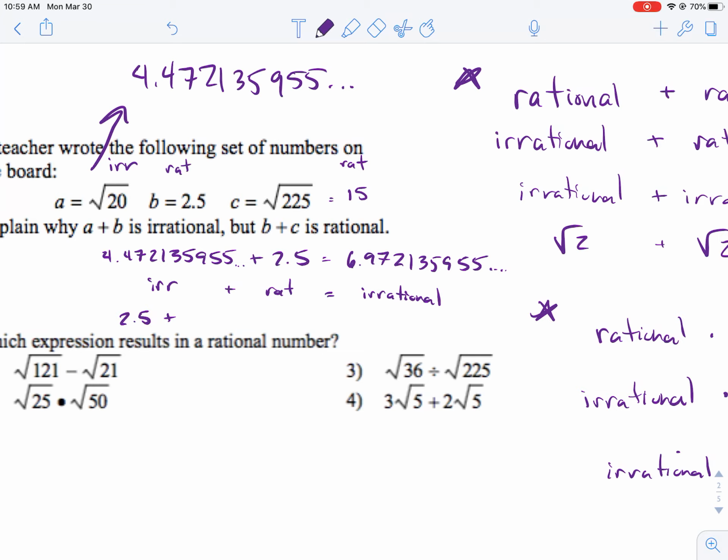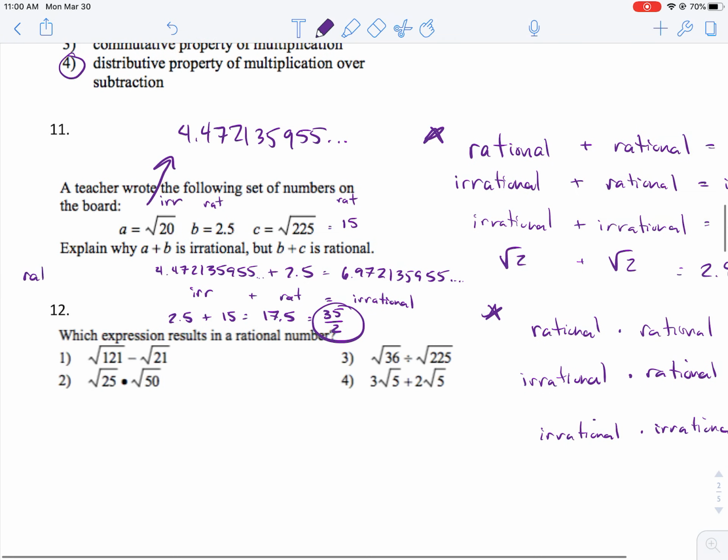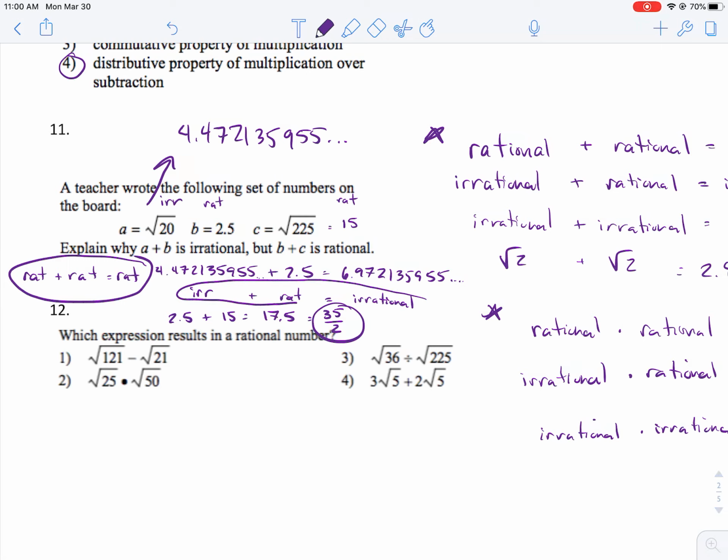Okay, and so for the second one, we have b plus c. So we have 2.5 plus 15, which is equal to 17.5. And if you typed in 17.5 in your calculator and you math fract it, you would get 35 over 2, okay? Which can be represented as a fraction. So 17.5 is terminating, can be represented as a fraction. And also, let's not forget, we have a rational plus a rational, which is equal to a rational number, okay?